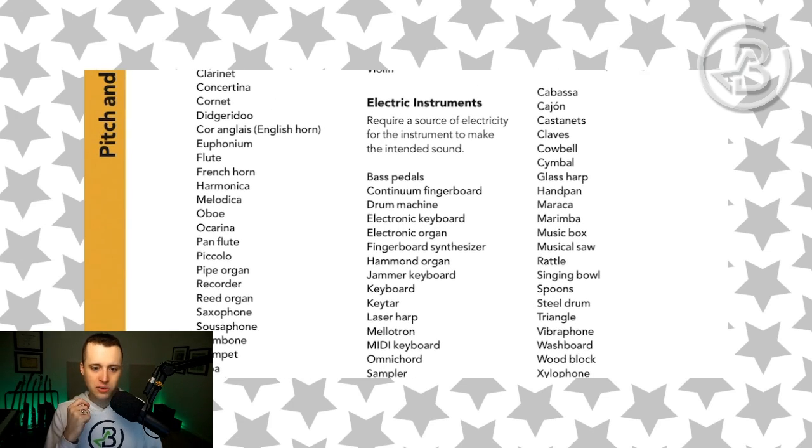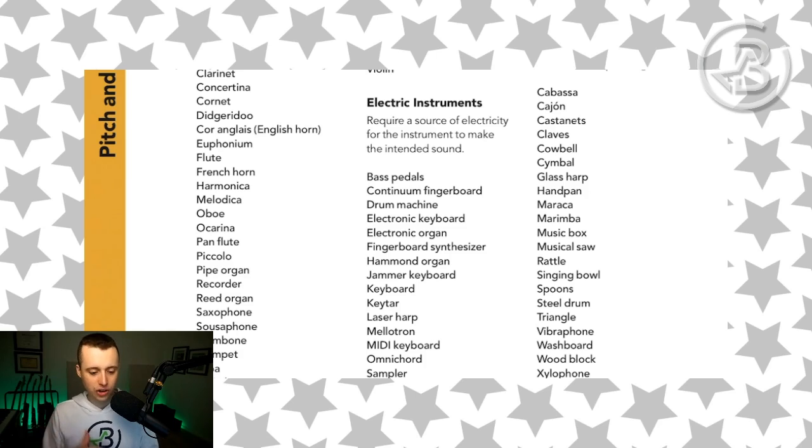The next type of instrument are electric instruments, which require a source of electricity for the instrument to make the intended sound. Now, why do I say the intended sound? Well, that's because technically you could take an electric instrument, smash it into a wall, and sure enough, it would make a sound. That's just not the sound that was intended to be made with the instrument.